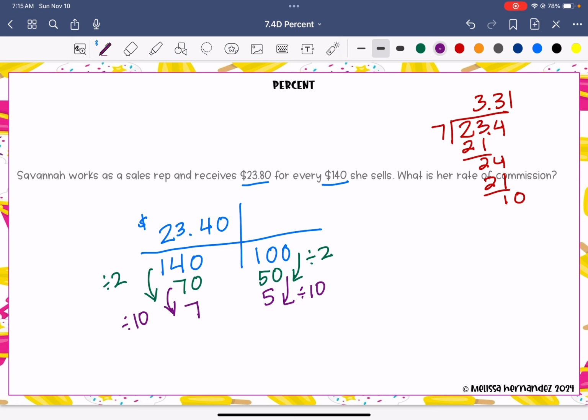So now I want to go to 7 to 23.40. And that was 3.31. And you times this by 3.31. And if you're going, woo, that's kind of tough. It is. I would recommend kids just to add it 5 times. There's no point in suffering with this one.